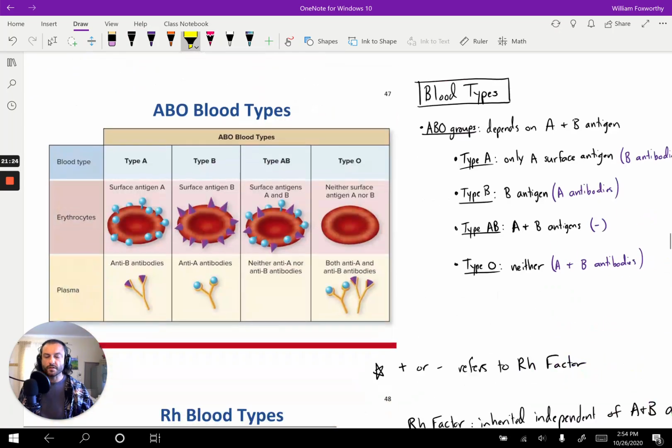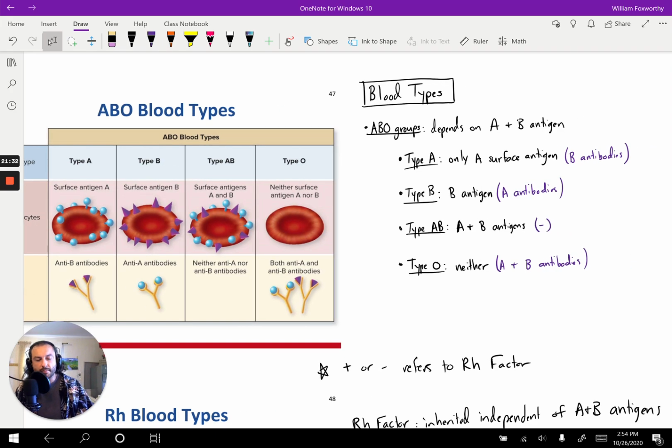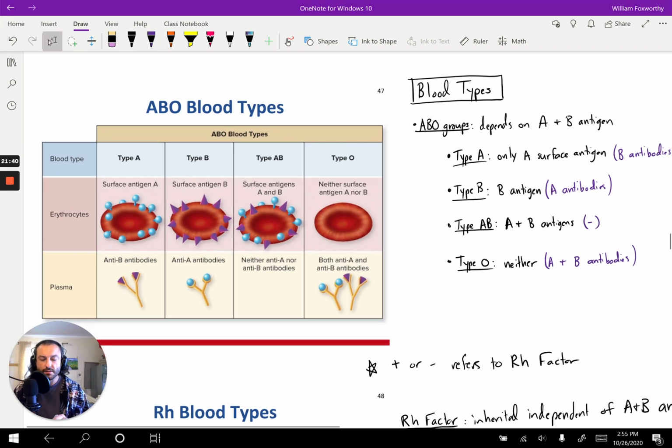Okay, so moving on to blood types, and we'll test our own blood type in the lab for this section. And blood type really just depends on 3 antigens, A, B, and Rh, which we'll look at in just a moment. We'll start out here with the ABO blood type, and the ABO blood type depends just on the A and the B surface antigen.